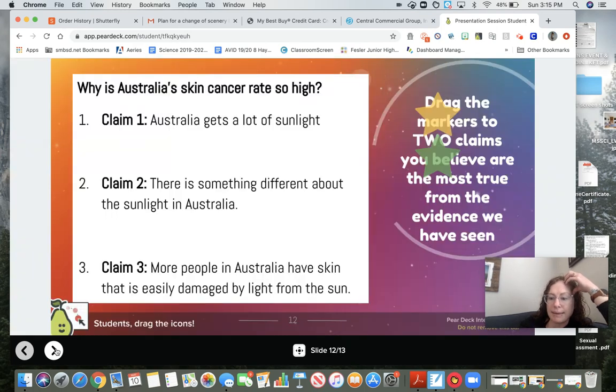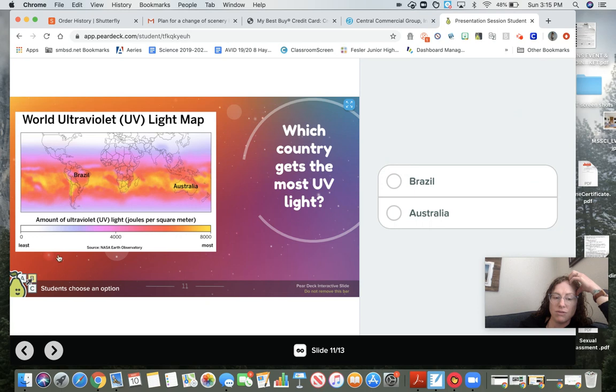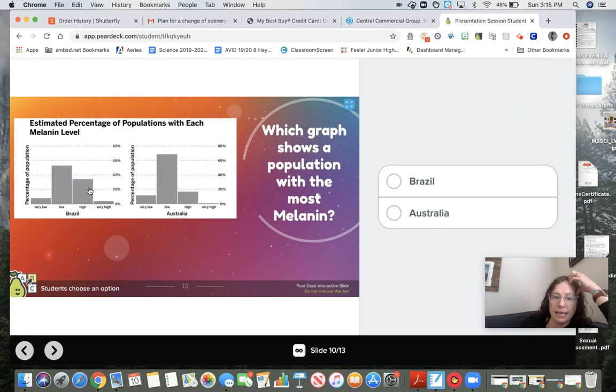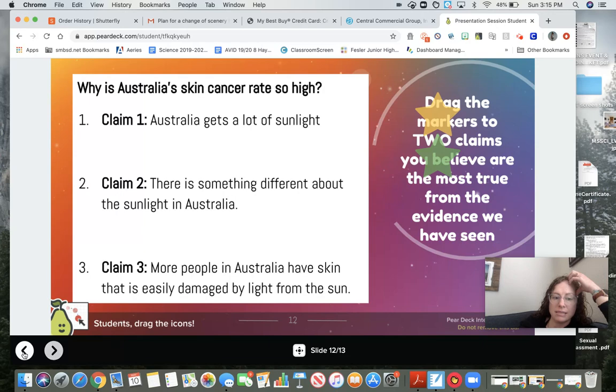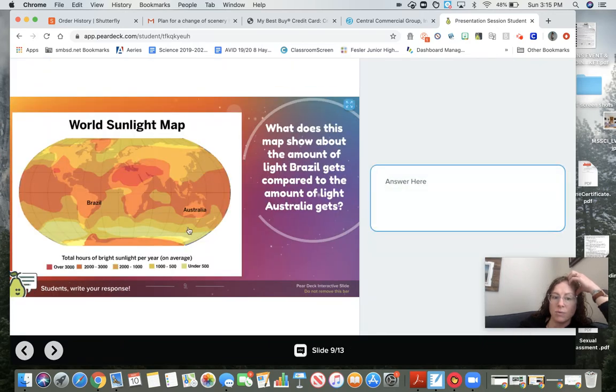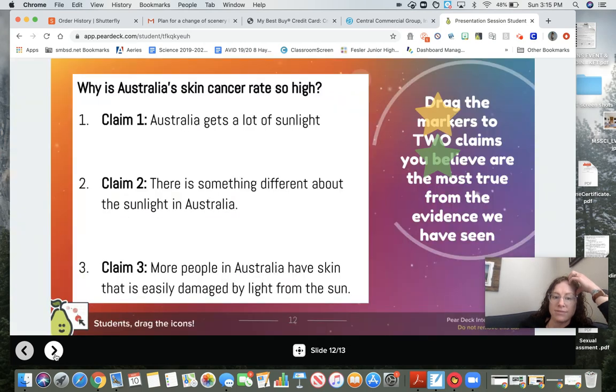Okay, then based on those two new pieces of evidence, the UV light and the estimated melanin, and what we already knew about the amount of light both get, we have some claims now. And you can put a draggable on one claim, or you could put a draggable on two claims. You can have two claims that you agree with.